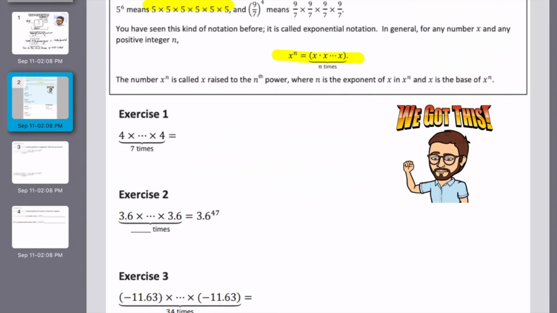So let's try to go back and forth here. So if it's 4 times 4, 7 times, it's simply just 4 to the 7th power. And that's all that I have to write. If it's 3.6 to the 47th power, that just means it's 3.6 being multiplied 47 times. If it's negative 11.63 being multiplied by itself 34 times, then it's just negative 11.63 to the 34th power. That's it.